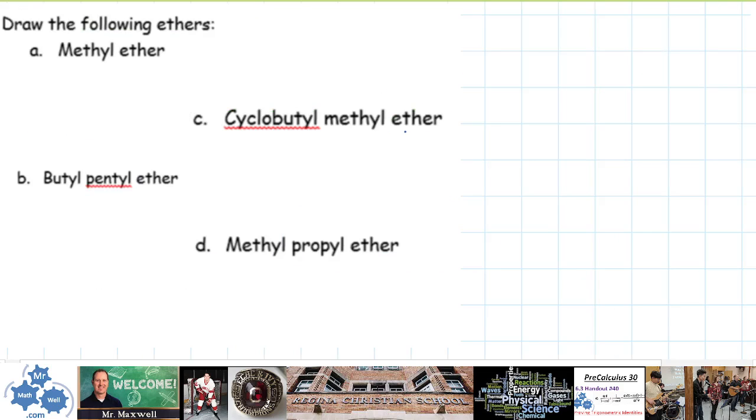All right, draw these. Methyl ethyl ether, cyclobutyl methyl ether, butyl pentyl ether, methyl propyl ether. You want to sound like a madman? Just say these kind of organic chemicals just as you're walking down the street. Methyl ethyl ether, cyclobutyl methyl ether, butyl pentyl ether, methyl propyl ether. Just do that. I dare you. I encourage you. And watch the reactions.